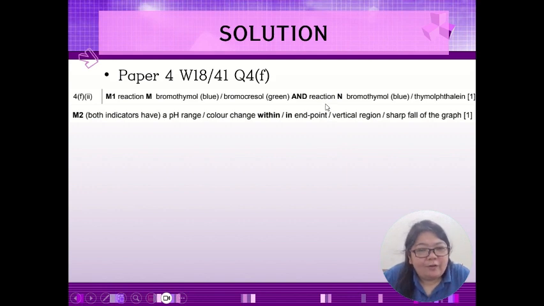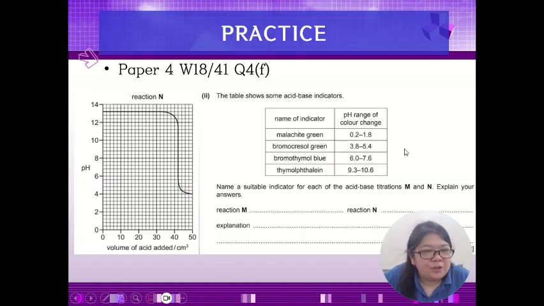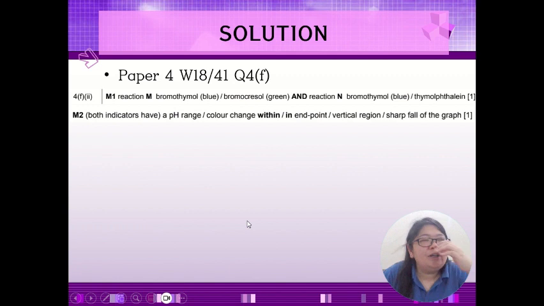Okay, so for reaction N, you can use bromothymol blue or thymolphthalein, because the pH ranges of these two fall within the vertical region. Now you need an explanation, right? The explanation is what I've been repeating: the indicators have a pH range, or color change, within the vertical region of the pH titration curve.